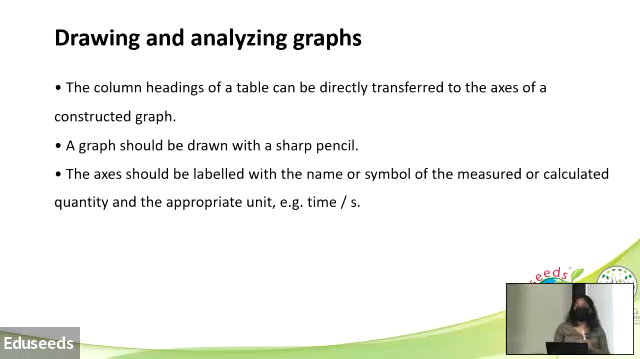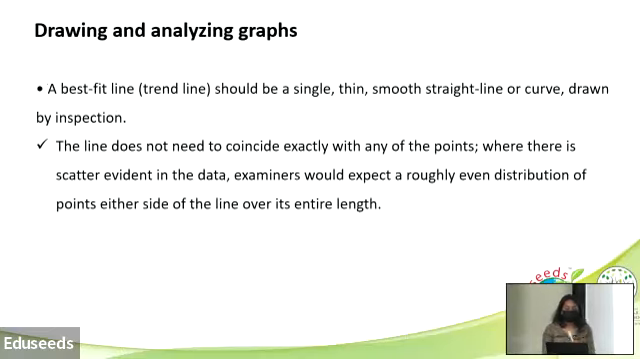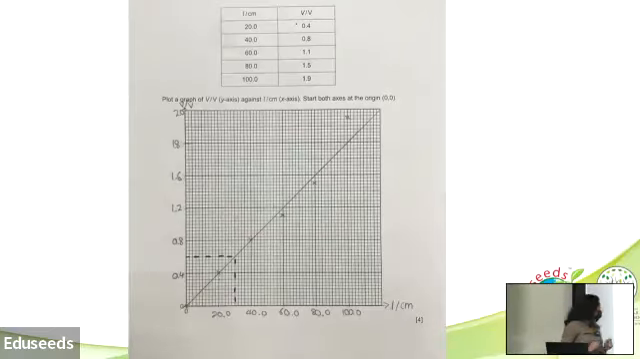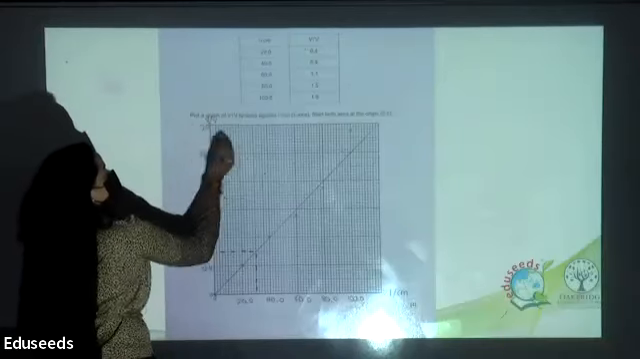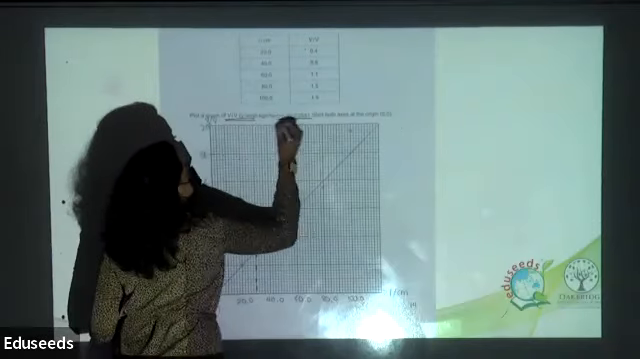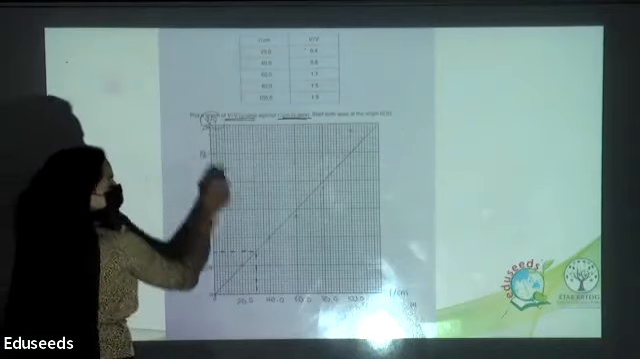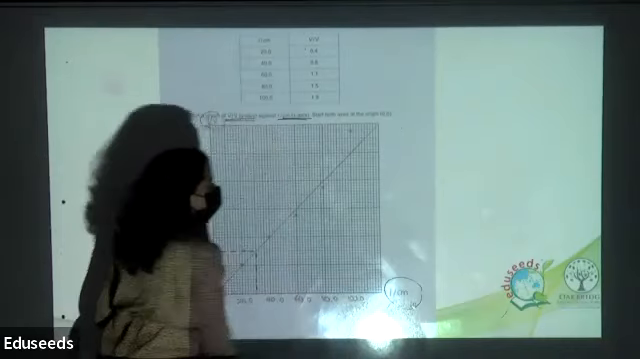Make sure you label the axis with the symbol and also the unit, or you can write the full quantity name and then the unit. For example, you can see here. For this graph we must give the axis, and you can see in the question they already give you the y-axis. What is on the y-axis? What is on the x-axis? So you have to label with the symbol and the unit. Here also the same, symbol and unit.